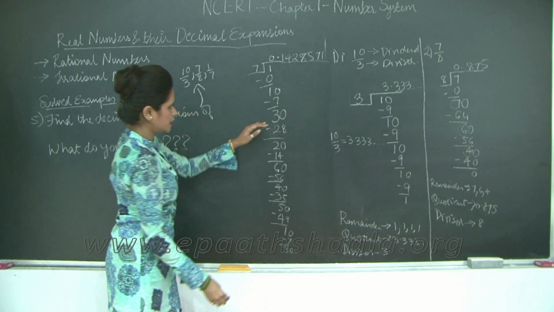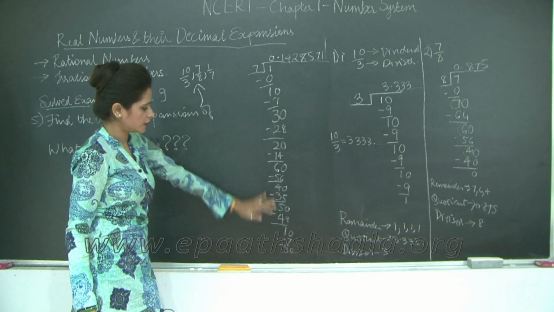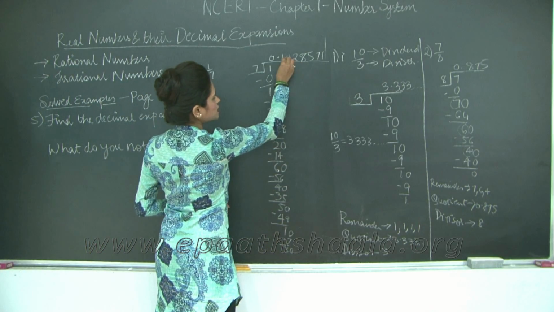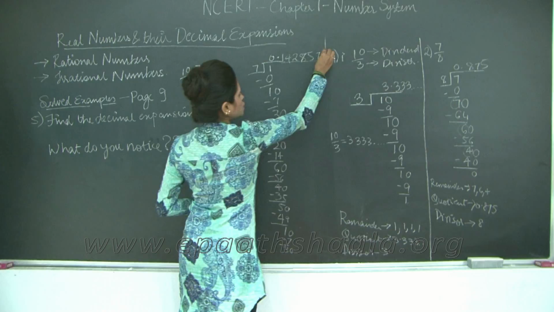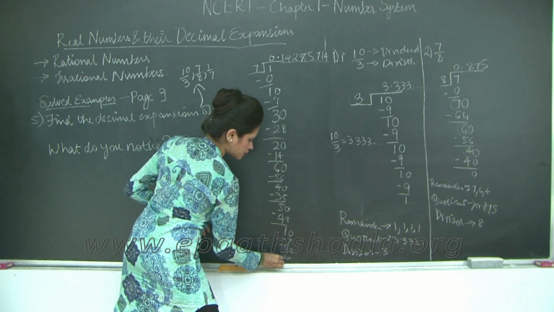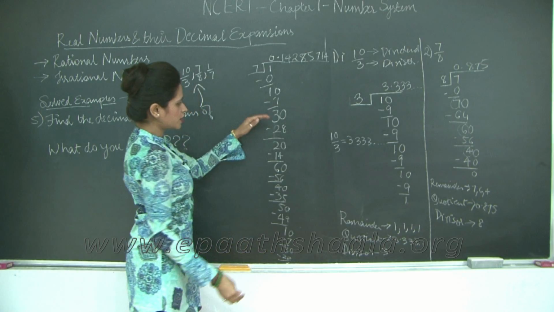30. See, look over here now. We had a 10 over here which is repeated, right? So the sequence is going to repeat. If you notice, I have a 1 here, now I have 30. So I will write 4, 7 fours are 28, right? And I'll be left with 2. So the pattern will repeat.